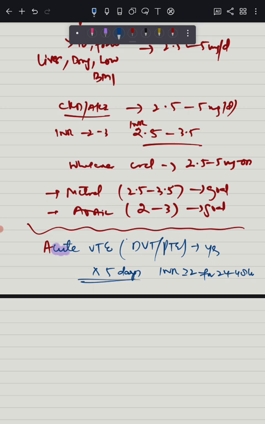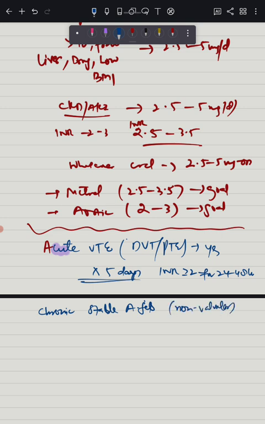Also in mechanical heart valves you will give bridging. Also with AF with rheumatic MS you will give bridging. Perioperative interruption in high risk, bridging needed. Starting warfarin in APS, bridging needed. Bridging is not needed in chronic stable AFib, that is non-valvular.